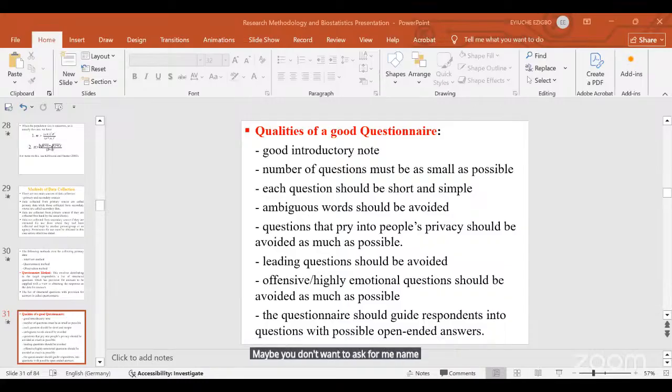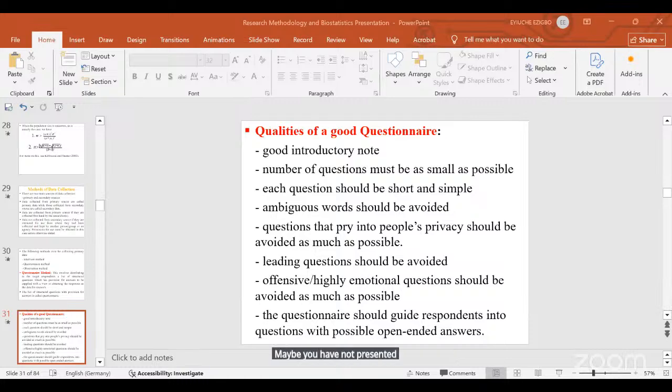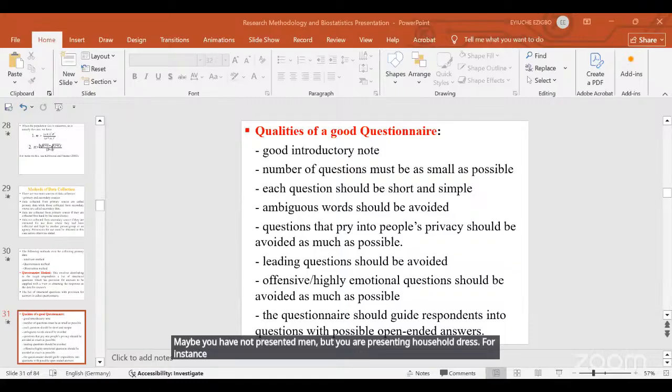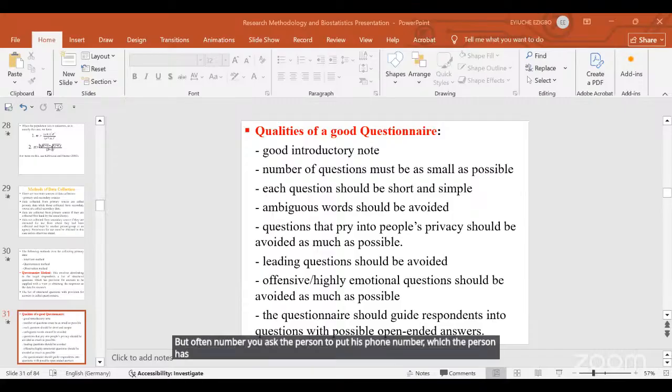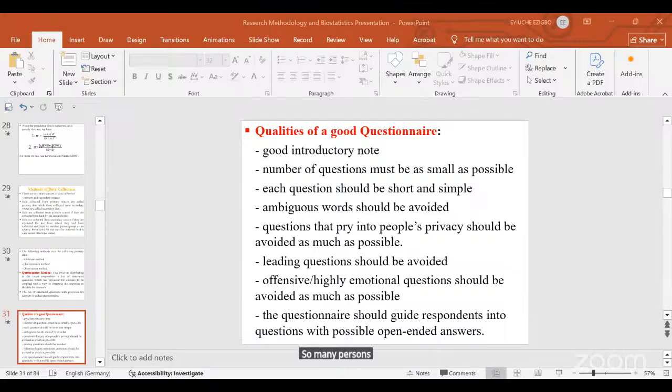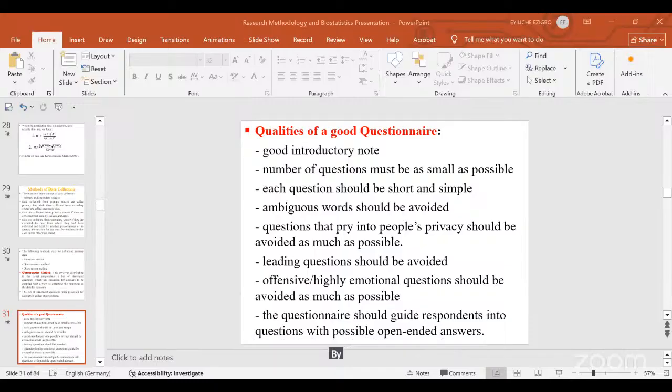Or maybe you don't want to include name, but you are including something that can be used to trace that person. Maybe you have not presented name, but you are presenting house address, for instance, or phone number. You ask the person to put his phone number or house address, and you are asking the person a very private question. So many persons, even when you have assured them of confidentiality, will still say, who knows what is in his heart? By asking this kind of question, the person will be tempted to give the wrong information.